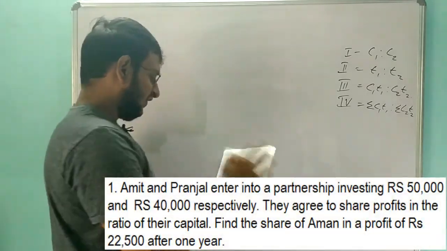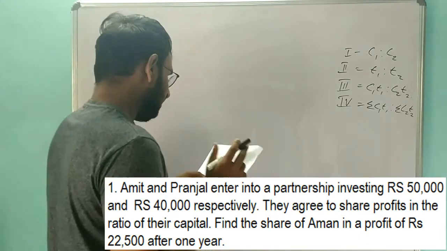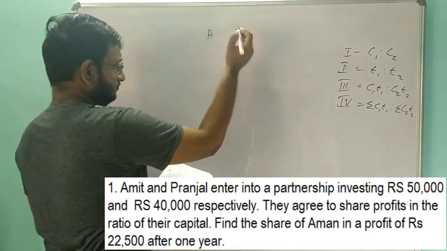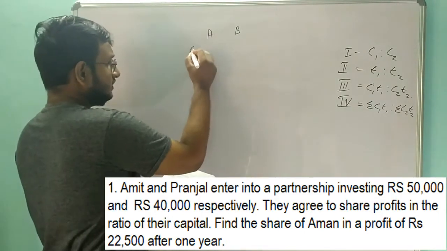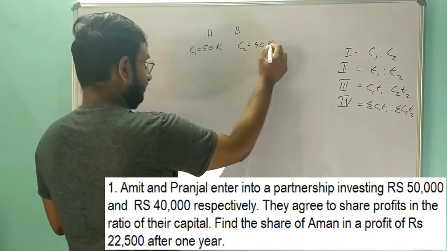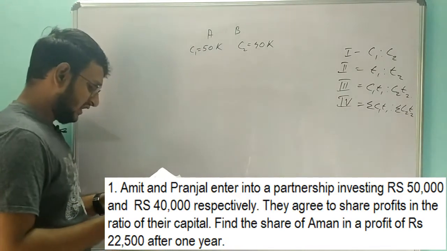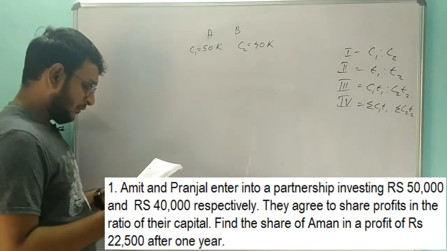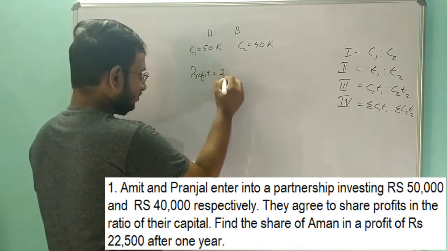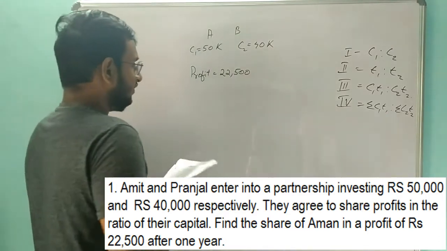Okay, so the first question says that Aman and Panjal enter into a partnership investing 50,000 and 40,000 respectively. So there are two investors A and B, and they are investing 50k and 40k respectively. I have used k to represent thousand. They agree to share profits in the ratio of their capitals. Find the share of Aman in a profit of 25,000. So the total profit is 22,500. Okay, so after 1 year their total profit is 22,500.